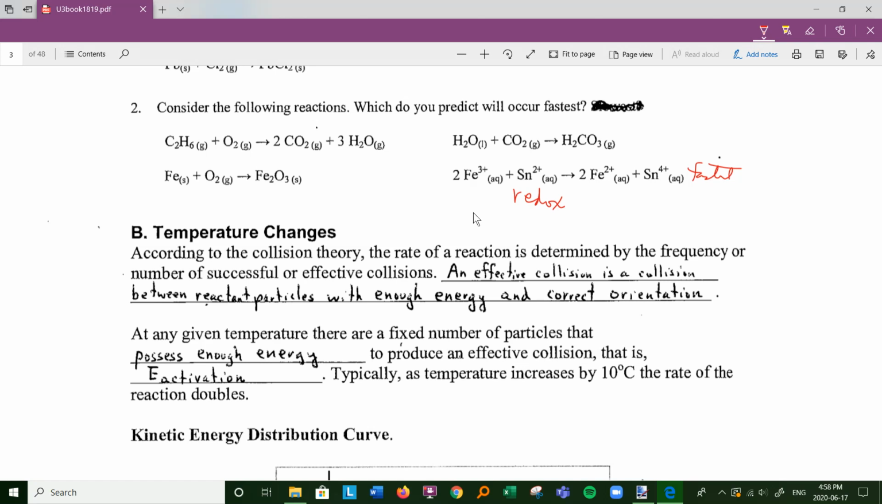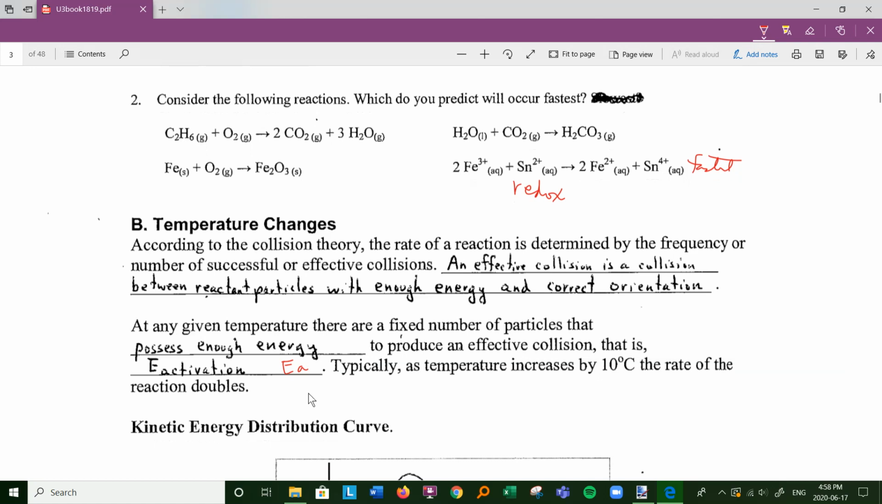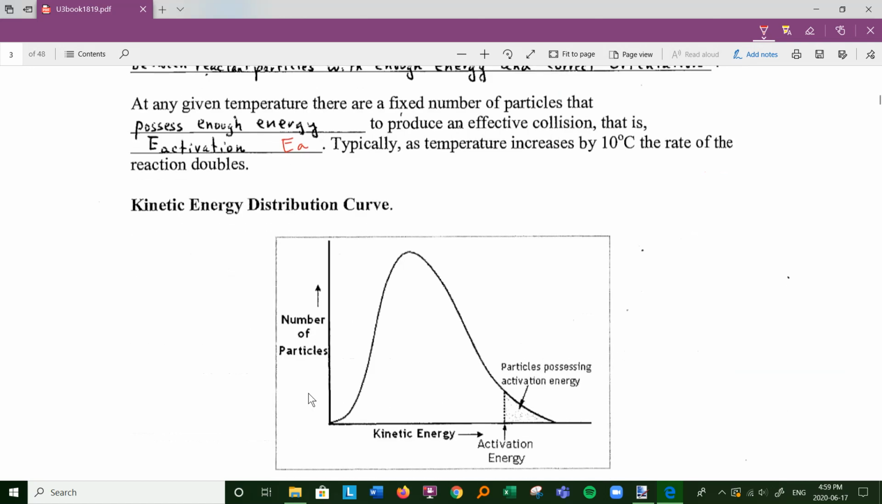So at any given temperature, some particles are faster, some particles are slower, some particles are more energetic, some are less. There's a fixed number of particles that produce an effective collision. It might be really small, it might be really large, but they have the activation energy, E activation energy, which is also called E sub A. Typically, as temperature increases by 10 degrees Celsius, the rate of the reaction doubles. That's not always the case, but it's a rule of thumb that works sometimes. So, more than 50%? Sure, why not? As the temperature increases, the rate of the reaction doubles.